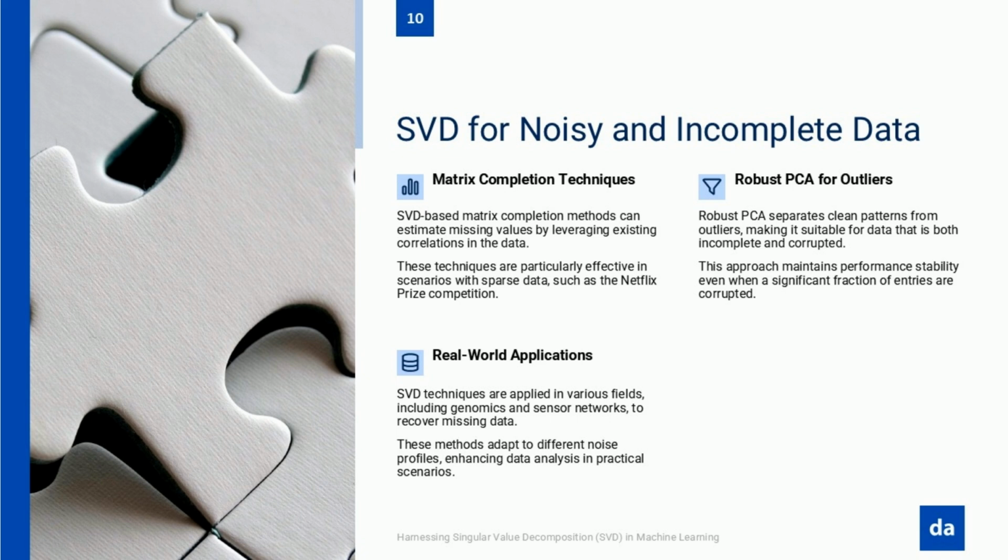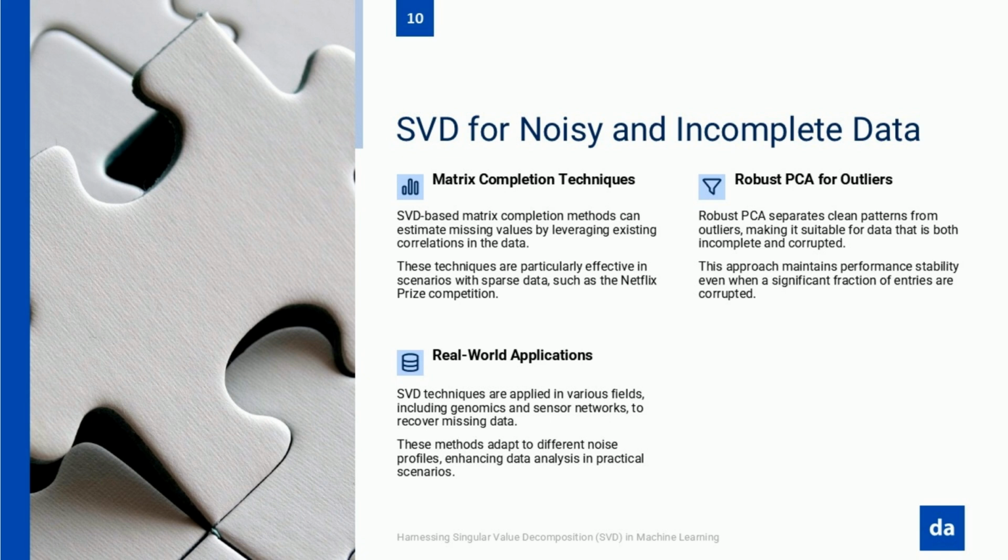The Netflix prize competition dramatically illustrated this capability. Contestants faced a massive user item matrix, where each user had rated less than 1% of available movies. Standard SVD couldn't be applied directly, but matrix completion techniques allowed teams to predict the missing ratings with remarkable accuracy. These methods work by iteratively estimating the missing values while simultaneously computing a low-rank approximation of the resulting complete matrix. But what about data that isn't just incomplete, but actively corrupted?